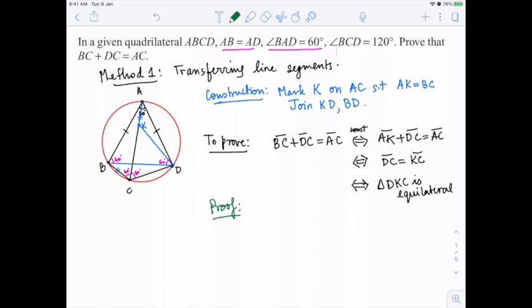We know AK is equal to BC. What are the facts we know? By construction, AK is equal to BC. We know because ABD is equilateral, AD is equal to BD, right? So let's see. We know already this length is equal to this length here. Further, we know this length is equal to this length.